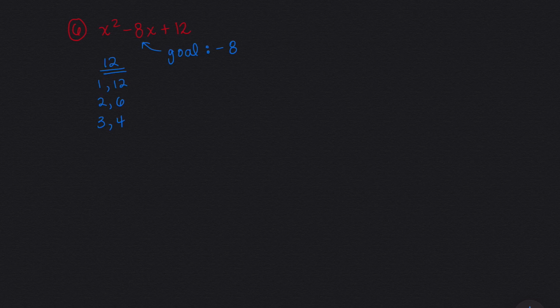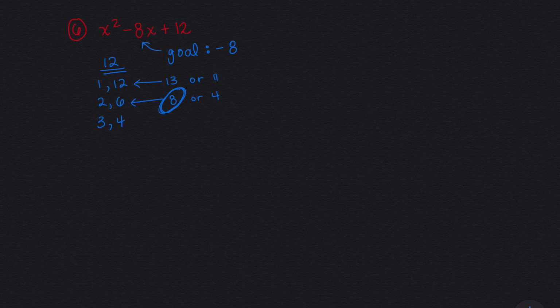So we can start checking through our list by adding and subtracting the pairs. If we add 1 and 12, we get 13. If we subtract 1 and 12, we get 11. If we add 2 and 6, we get 8. If we subtract 2 and 6, we get 4. Now, wait a second. 8, that's the number that we want, or very close to it. We really wanted negative 8.